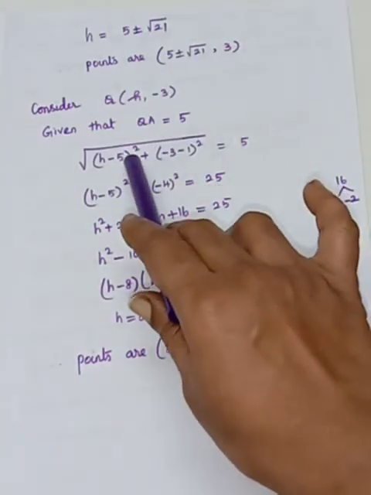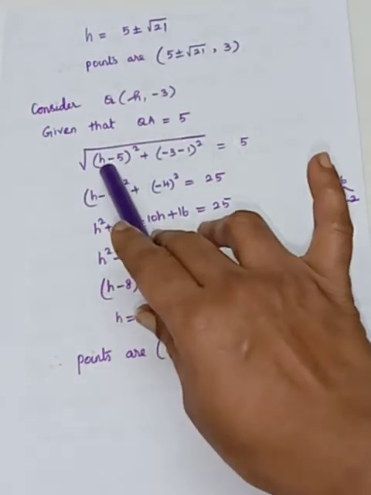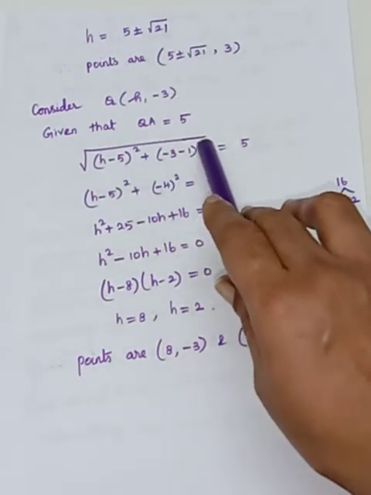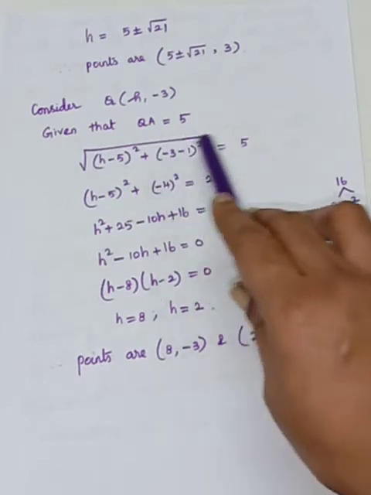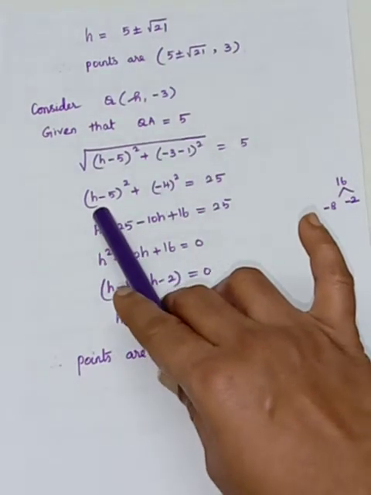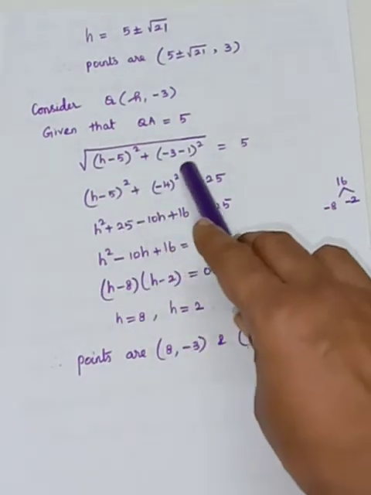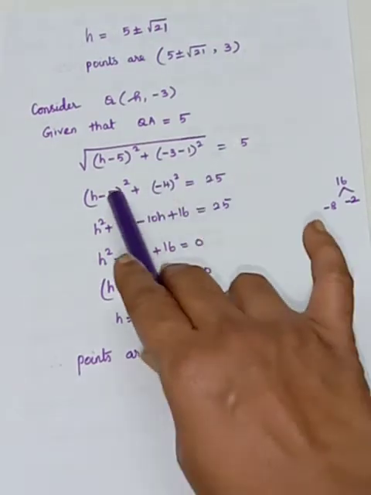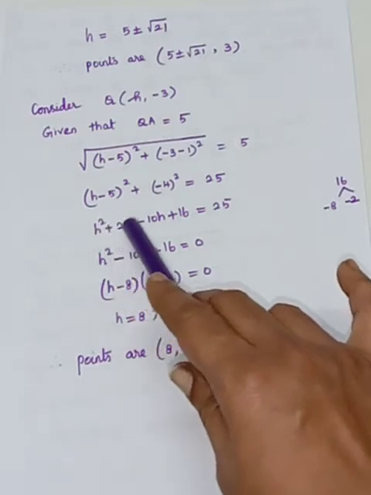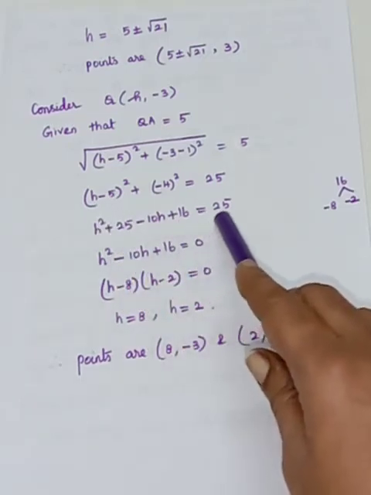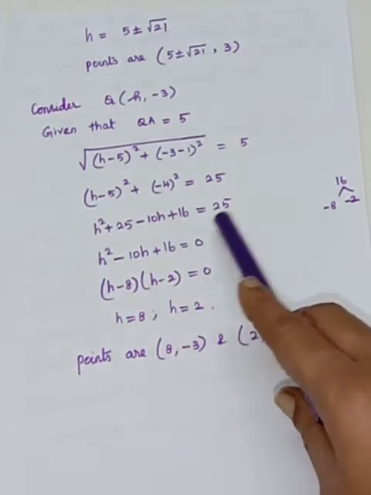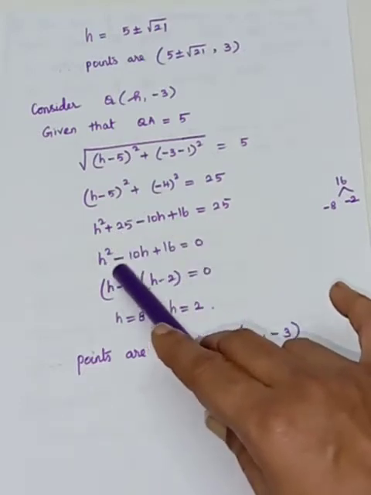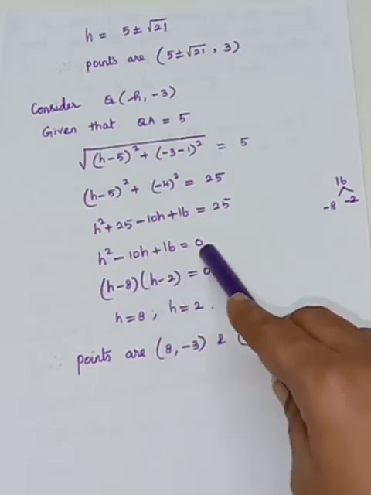So you have to use the distance formula. Square root of H minus 5 the whole square plus minus 3 minus 1 the whole square is equal to 5. When you are squaring on both the sides, you will get H minus 5 the whole square plus minus 3 minus 1, which is minus 4, the whole square is equal to 25. If you expand, H squared plus 25 minus 10H plus 16 is equal to 25. So this 25 and this 25 get cancelled. Here you have H squared minus 10H plus 16 is equal to 0.